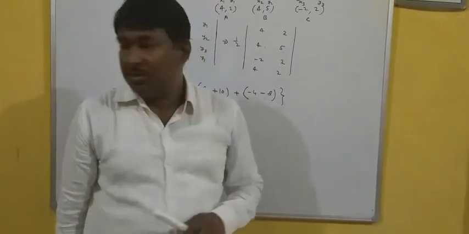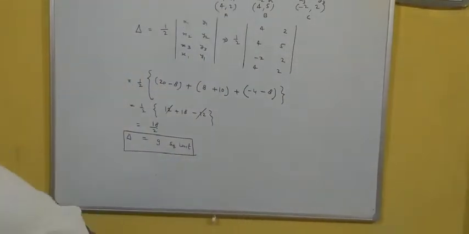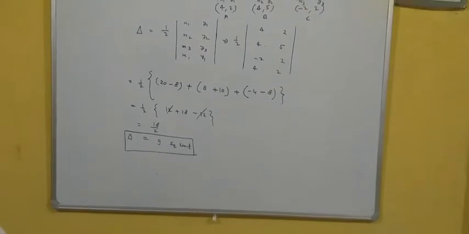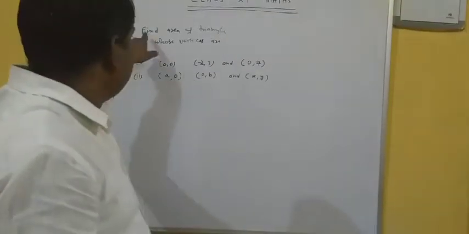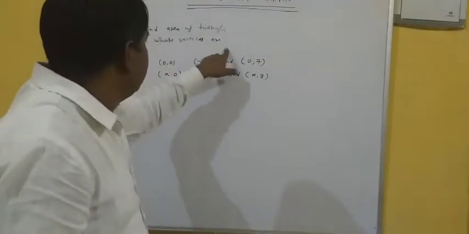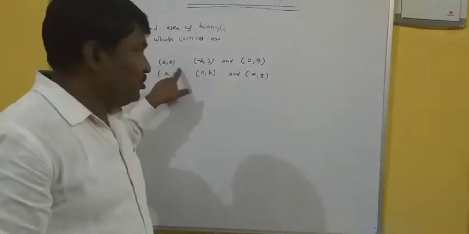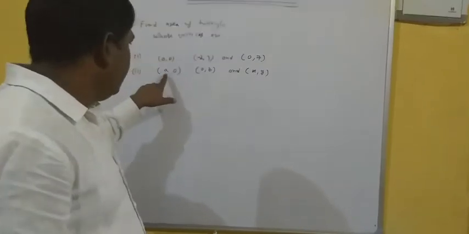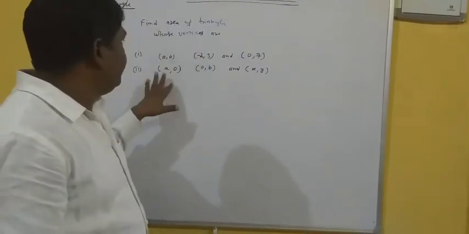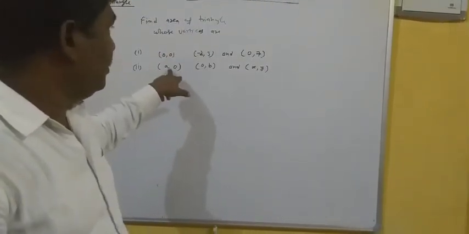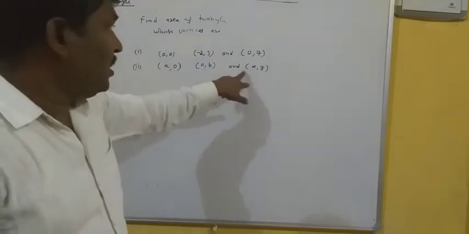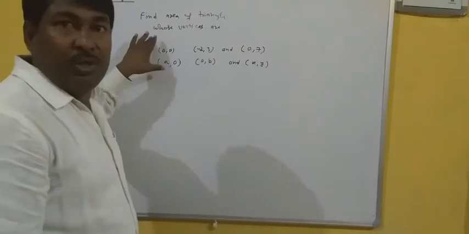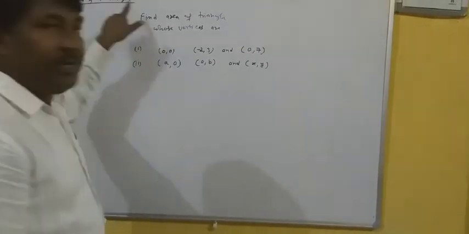some more questions I am giving you. You can solve. So my dear students, find the area of a triangle whose vertices are, first question 0 0, -2 comma 3 and 0 comma 7. The second question is again find the area of the triangle whose vertices are a comma 0, 0 comma b and x comma y. So these two questions are for your homework based on area of triangle.